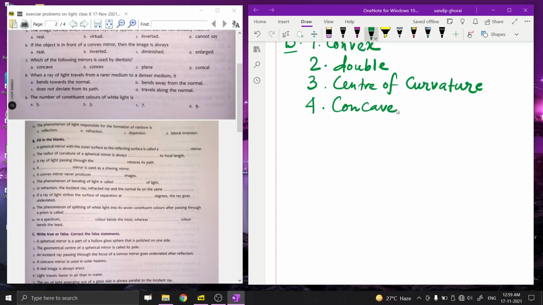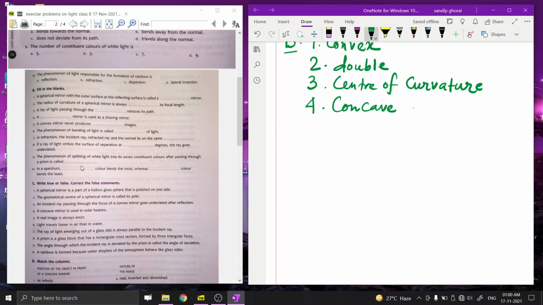Why? The same reason, for that purpose a dentist uses it. When an object is placed between pole and focus, we get an enlarged and virtual image. That is why dentists use it, and we always use a concave mirror as a shaving mirror. Now we move to our next question, question number 5.